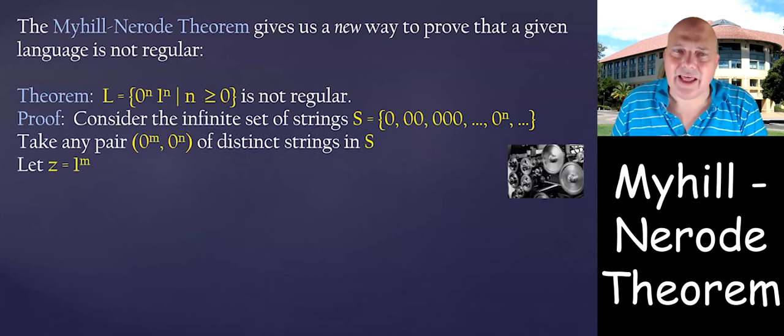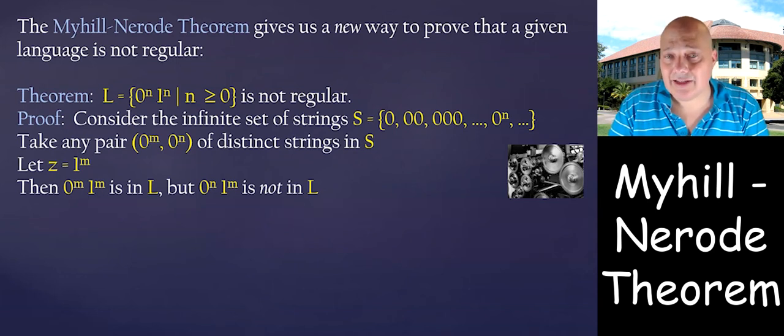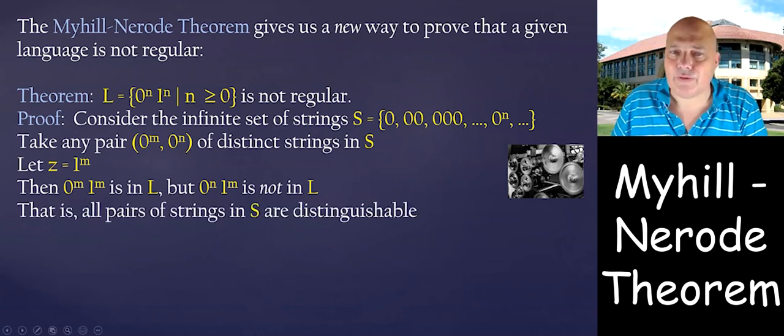And take any pair 0 to the m and 0 to the n of distinct strings in S, and we want to show that they are distinguishable to L. The string that will distinguish them is Z, which is 1 to the m. Because 0 to the m, 1 to the m is in L, but 0 to the n, 1 to the m is not in L. So this Z distinguishes them. So all pairs of strings in S are distinguishable.